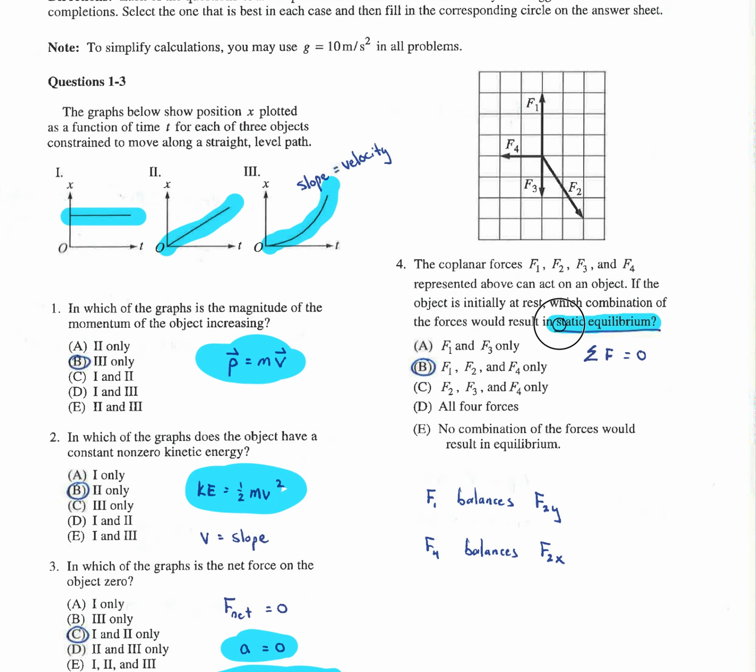Here we want static equilibrium. Static equilibrium means no net force, so the sum of all the forces has to equal 0. And this is 3 units up, and this is 3 units down. They cancel up and down. And this is also 2 units to the right, which then would cancel 2 units to the left. So if you add those 3 vectors together, they all balance. And so that's why you get that one.